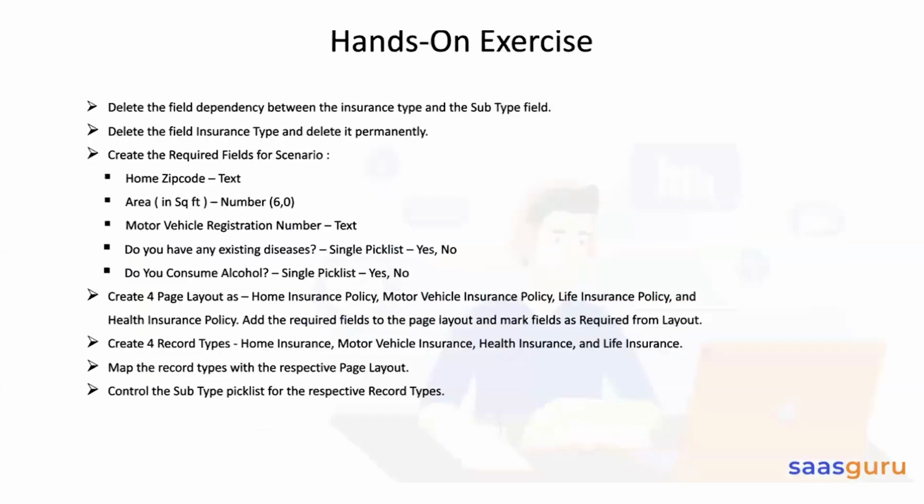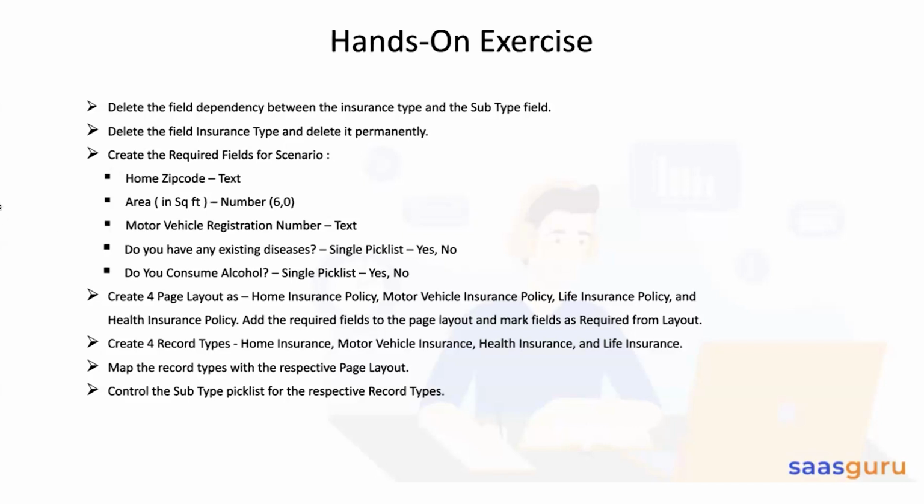So what we are going to do is, to understand this better, we are going to first of all remove the dependency and the insurance type field. Why? Because now it is redundant. It's not at all required. Reason is simple. We are introducing record types. So there is no need for an insurance type field. Insurance type was basically used for categorizing the type of insurance that we are planning to sell. Since record types will be introduced, that will act as the identifier.